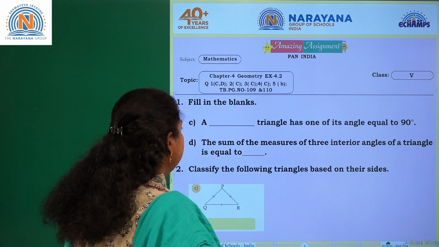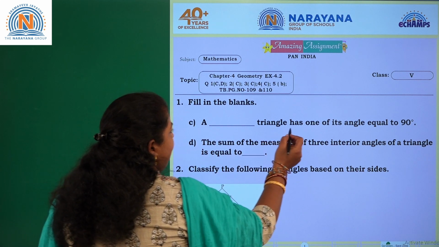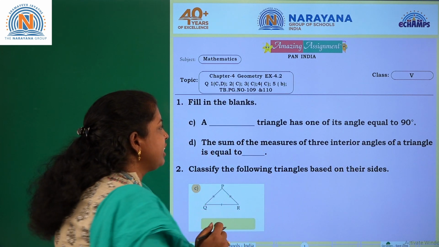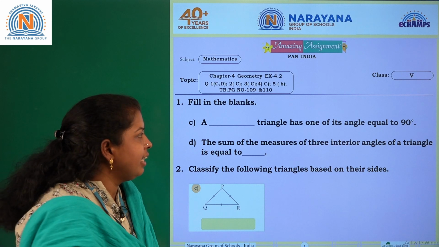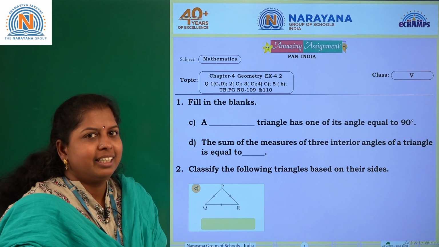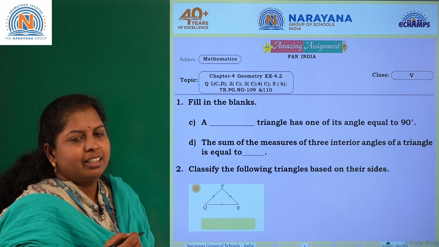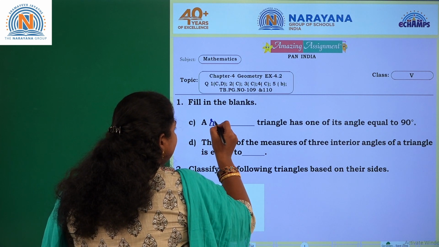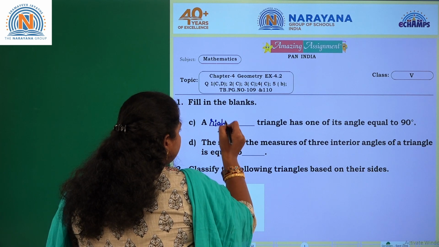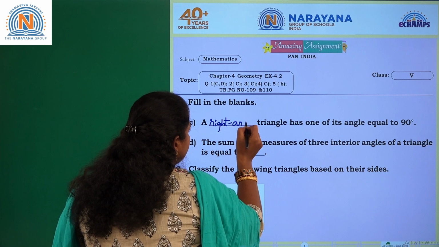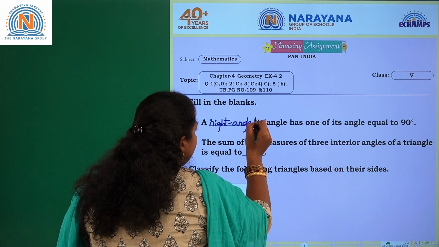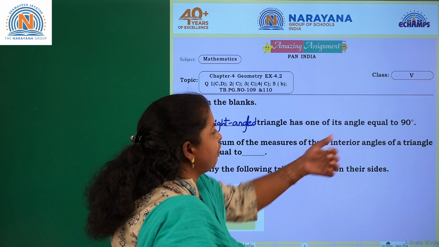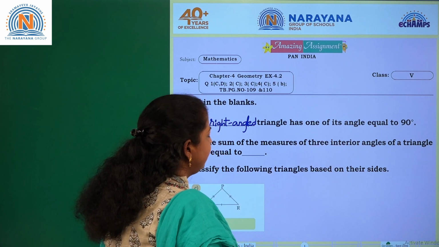Fill in the blanks. A right angled triangle has one of its angles equal to 90 degrees. Which triangle has one of its angles equal to 90 degrees, children? A right angled triangle. Right triangle, right angled triangle has one of its angles equal to 90 degrees.